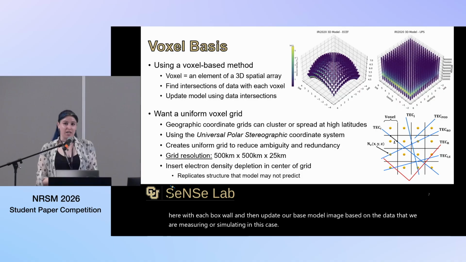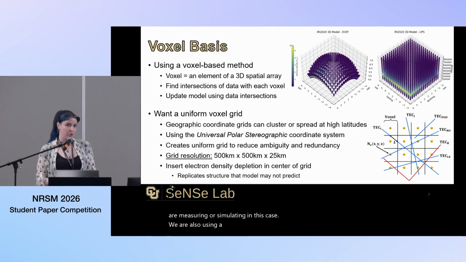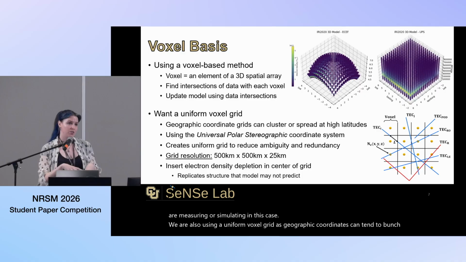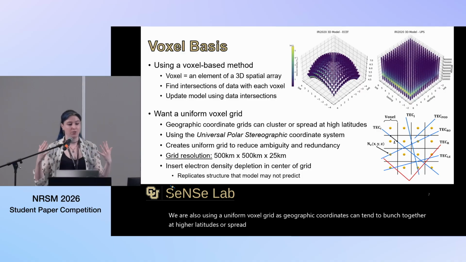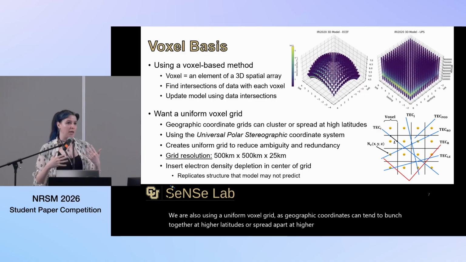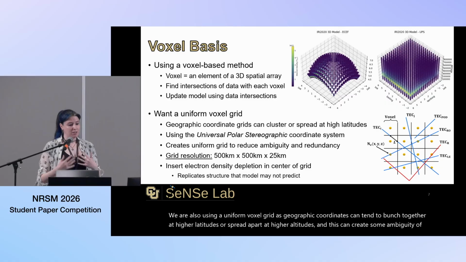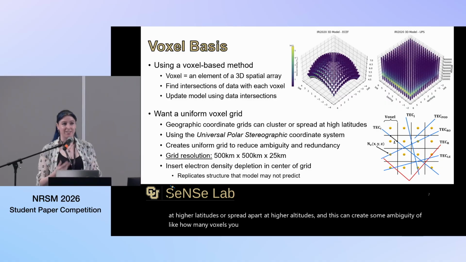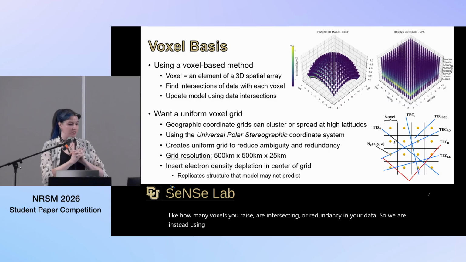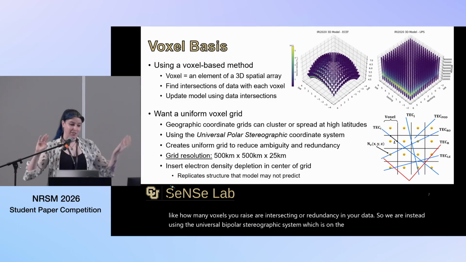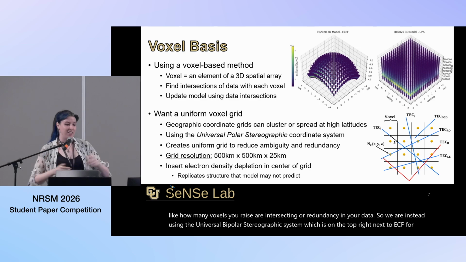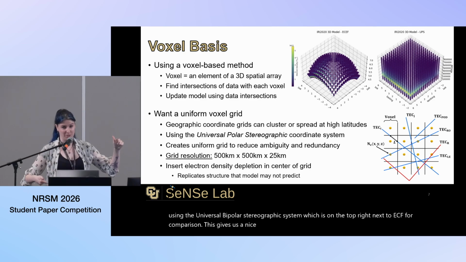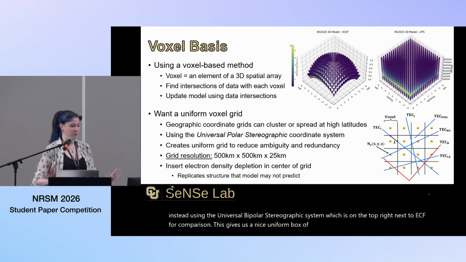We are also using a uniform voxel grid, as geographic coordinates can tend to bunch together at higher latitudes or spread apart at higher altitudes, and this can create some ambiguity of how many voxels your rays are intersecting or redundancy in your data. So we are instead using the universal polar stereographic system, which is on the top right, next to ECF for comparison. This gives us a nice uniform box of ionosphere to reduce that ambiguity.